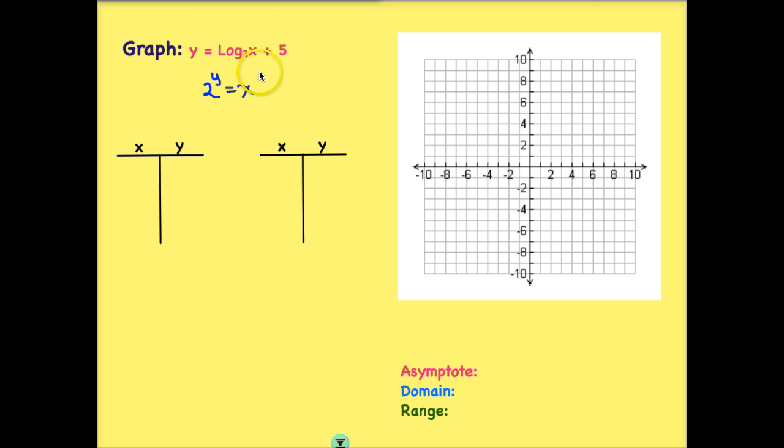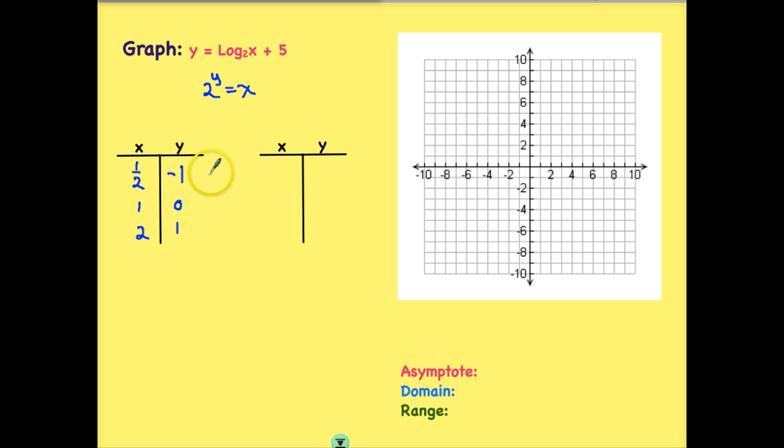There are other ways to do this, but I find that this is the easiest way to start with the parent function. So we know that our base is 2. So 2 to the y equals x, and then we can use our key points that we are familiar with rather than trying to pick points that will work. So we get (1/2, -1), (1, 0), and (2, 1). These are our parent points.